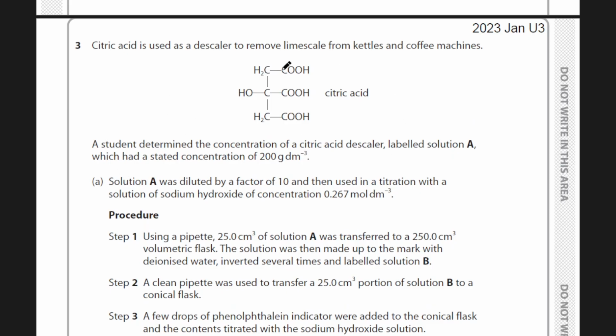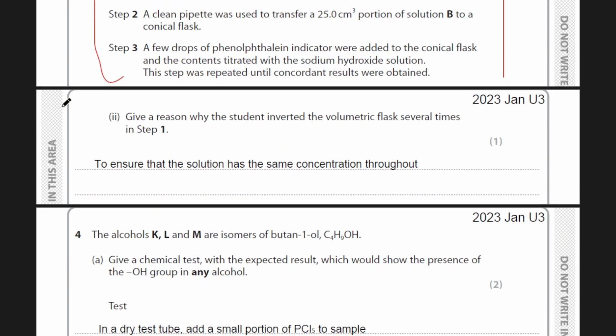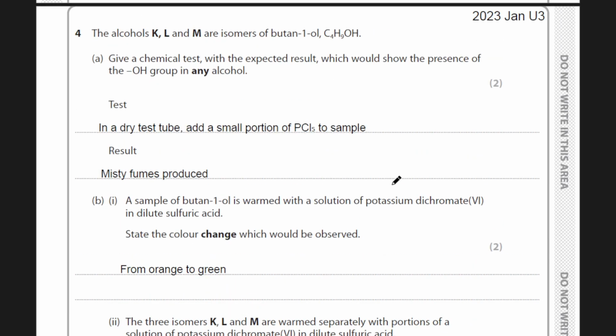You can see citric acid is used as a descaler to remove limescale from kettles and coffee machines. So you have citric acid down here, and this is solution A. The procedure is provided down here. We can clearly see. The question here is to give a reason why the student inverted the volumetric flask several times in step 1, because this ensures that the solution has the same concentration throughout, right? The solution gets evenly distributed, so the molecules, in other words, get evenly distributed, and that is why the concentration remains the same throughout.